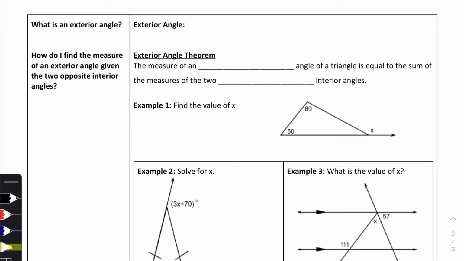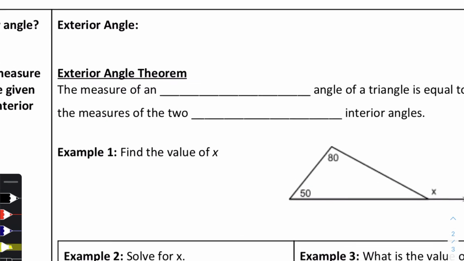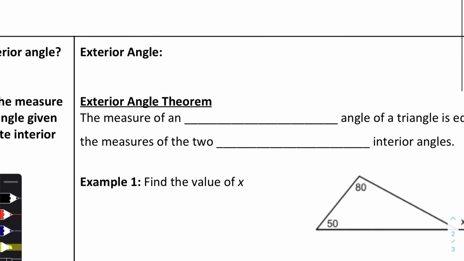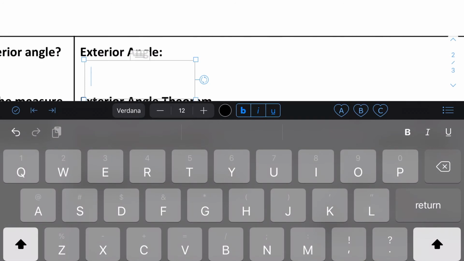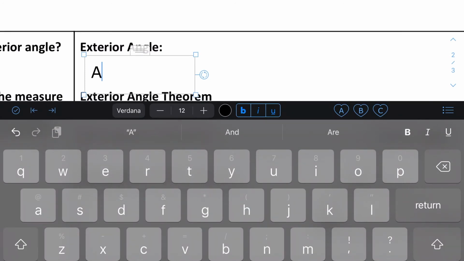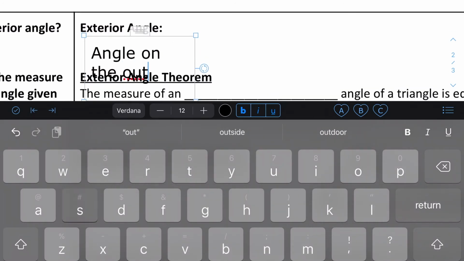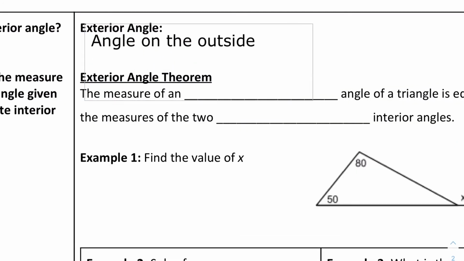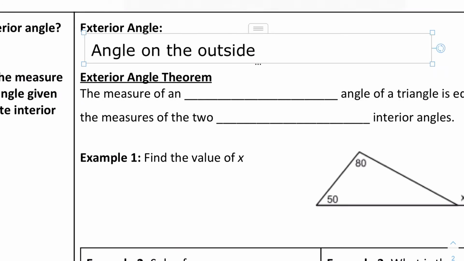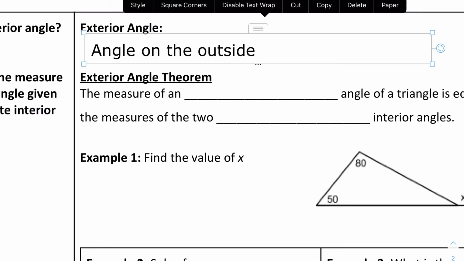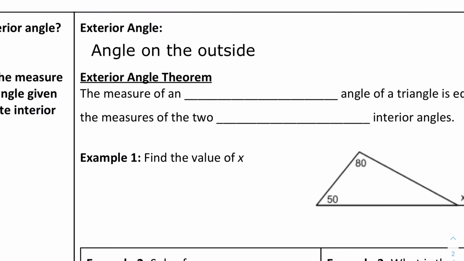So what about exterior angles? Well, what is an exterior angle? Okay, I'm going to write this down here. An exterior angle, I'm going to just draw it right here, if you don't mind. I'm going to type it in. An exterior angle is basically an angle on the outside. That's what I'm going to put right there. Angle on the outside. That's all it is. An angle on the outside.